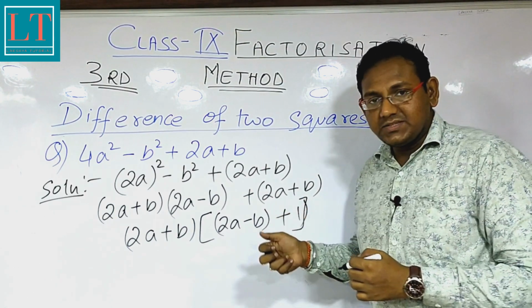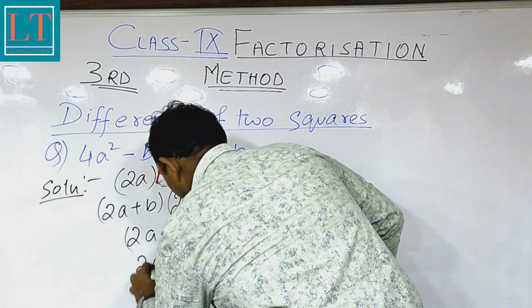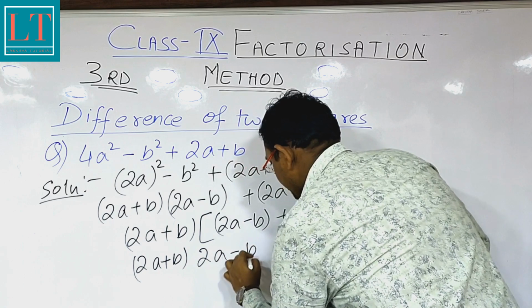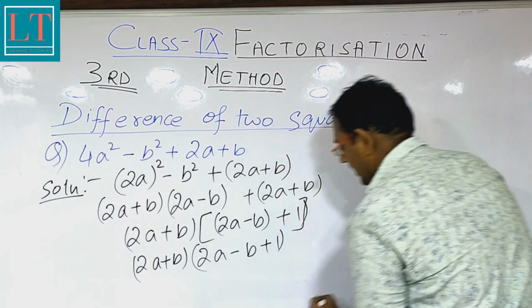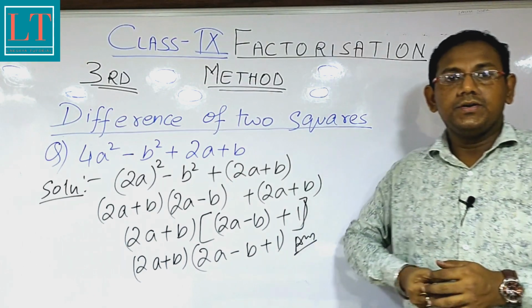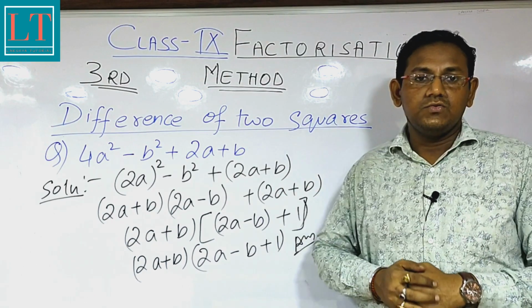So what is the expression that we are getting? We are getting (2a plus b) into (2a minus b plus 1). So this is the answer. I hope you all understood the method that we are using over here.